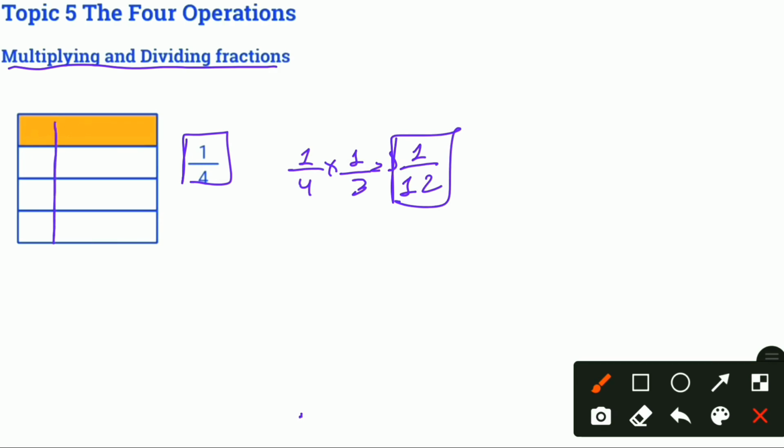So 1, 2, 3, 4, 5, 6, 7, 8, 9, 10, 11, and 12. And one of them is filled. So right here, this one is filled. This is what it really means, and this is how you do the multiplication. Okay. But what happens if we try to divide something?